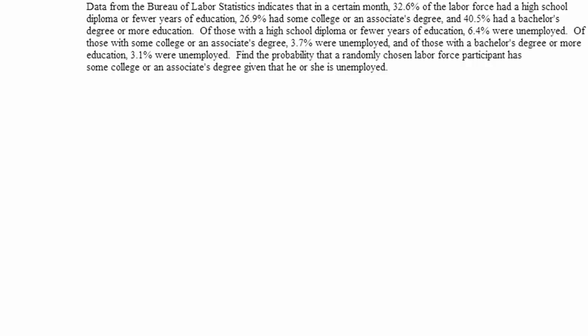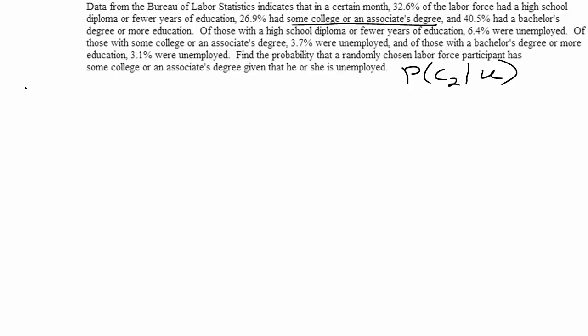Find the probability that a randomly chosen labor force participant has some college or an associate's degree, given that he or she is unemployed. So as I said before, you always need to identify the question first so you can figure out how to set up the formula and all that. So this is, right, find the probability that a randomly chosen labor force participant has some college or an associate's degree. That's category 2, right? Some college or an associate's degree. So I'm just going to call it category 2. So what's the probability that somebody is in category 2 given that they were unemployed? That's a U for unemployed.